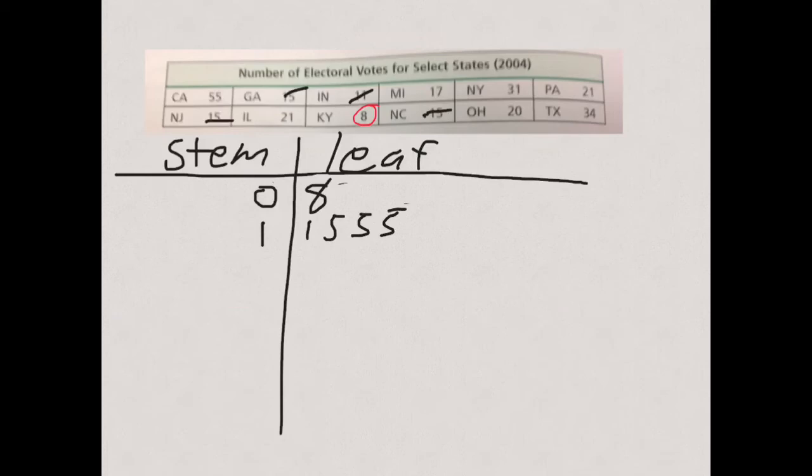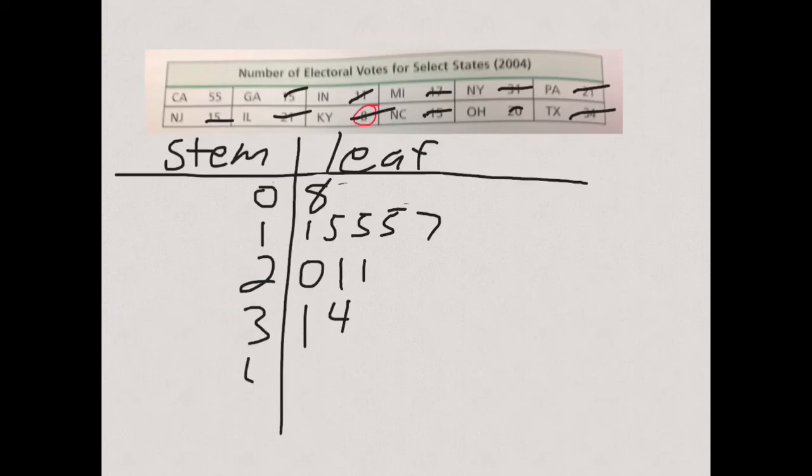Then I have 17. Now, let me go to my 2s. I have a 20, 2 21s. Get rid of that for right now. How about 3s? 31, 34, and then 55. So making a stem and leaf plot is not that difficult. We just have to understand what we're doing now.